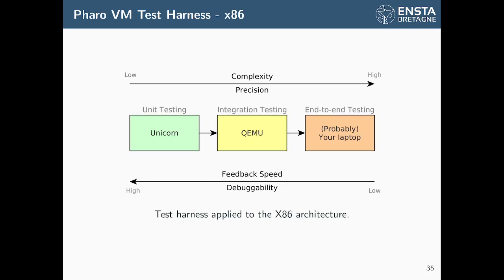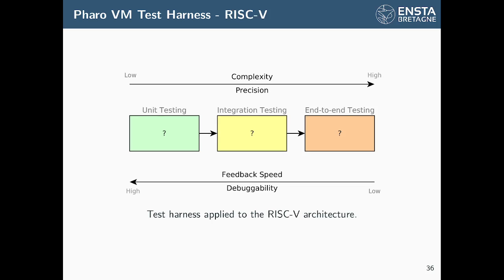So if we apply this to x86, we would have Unicorn, which is a wrapper on top of QEMU that can give you functions to write or read a register, write and read arbitrary memory, or perform the execution step. Then you'd use QEMU itself, and then you would launch the VM on an x86 architecture, so probably your laptop, for example. If we look at what we need to do for RISC-V, we need to look into the three different steps and how we can apply them to RISC-V.